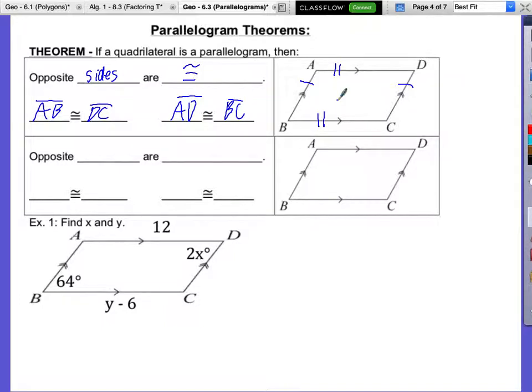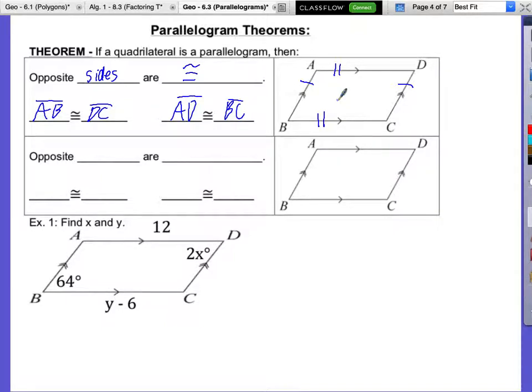Remember, this is an if and only if, so it goes each direction. If you know both pairs of opposite sides are congruent, then you know it's automatically a parallelogram. If it's a parallelogram, then you automatically know both pairs of opposite sides are congruent. So far, for parallelograms we know opposite sides are congruent, and opposite sides are parallel. Parallel is part of our definition.